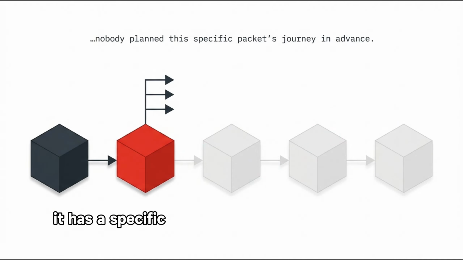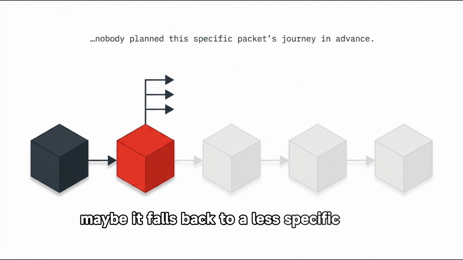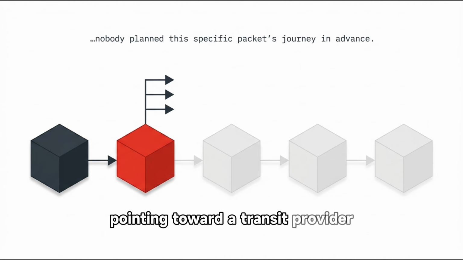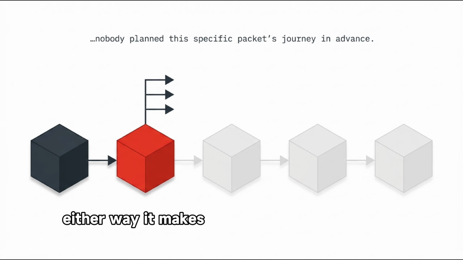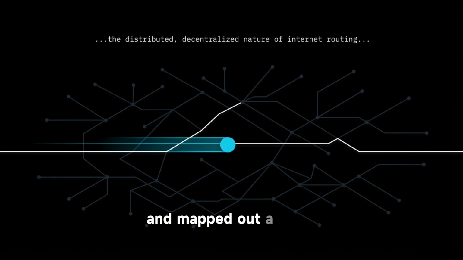Maybe it has a specific route for the destination network. Maybe it falls back to a less specific route pointing toward a transit provider. Either way, it makes a decision in microseconds and forwards the packet to the next hop. Notice what's happening here. Nobody planned this specific packet's journey in advance. No central system looked at your request and mapped out a route. The router made a local decision, the best next hop given what it currently knows, and the packet moved one step closer to its destination.